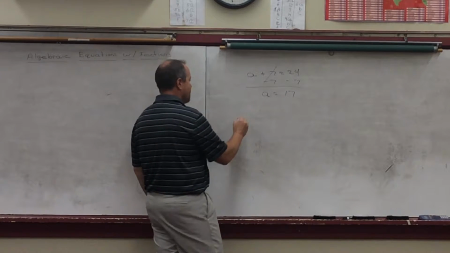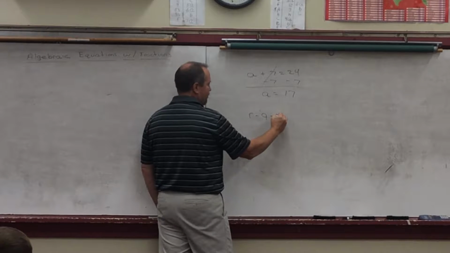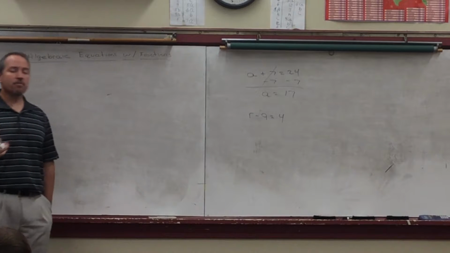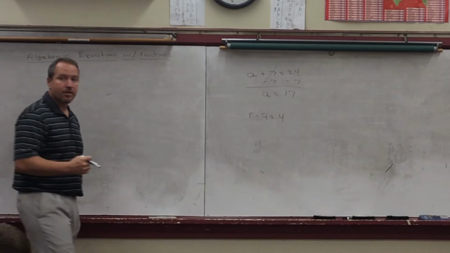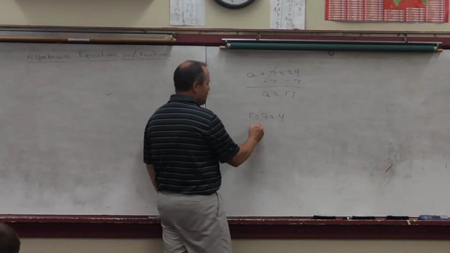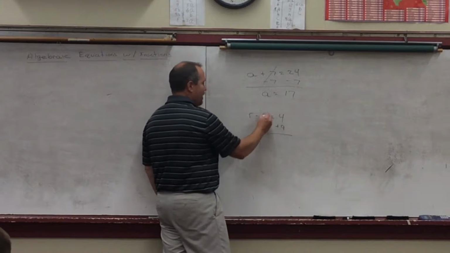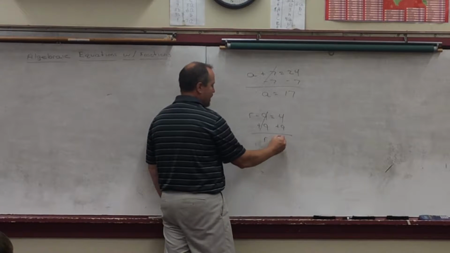If we have r minus 9 equals 4, once again, now we have a subtraction equation. How do we solve subtraction equations? We're going to do what? Adding 9 to 4. We're going to add 9 to both sides. When we do that, the 9's cancel, we're left with r, and 4 plus 9 is 13.